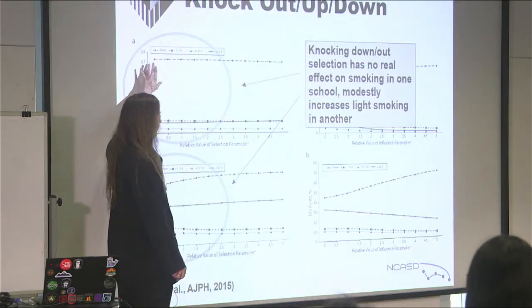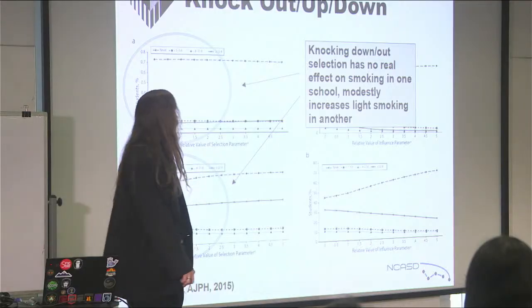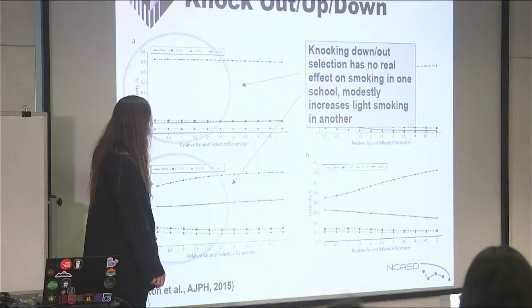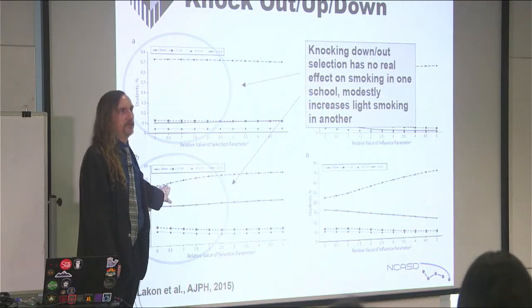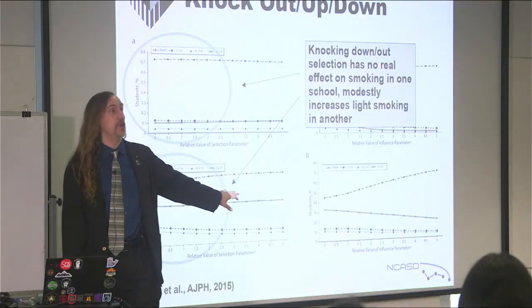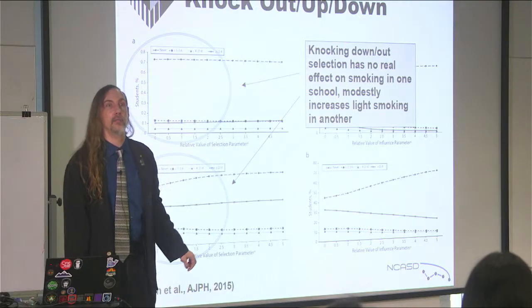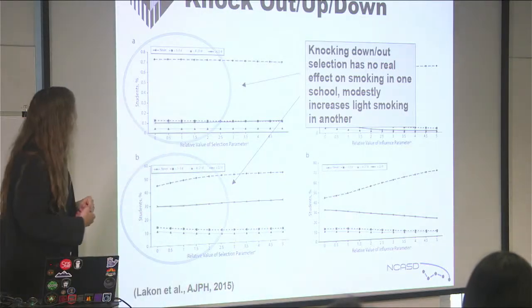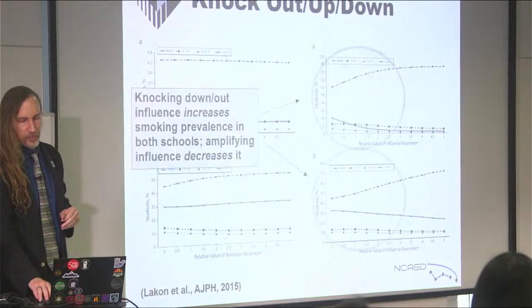One school doesn't do much of anything. And another school, actually, if you turn it off, there's a little bit of a decline in non-smokers. So you see a little bit of smoking. So to the extent it's doing anything, selection may be kind of inhibiting smoking a bit, sequestering smokers by themselves, but it isn't doing a whole lot. If we look at influence, it's a much bigger effect.